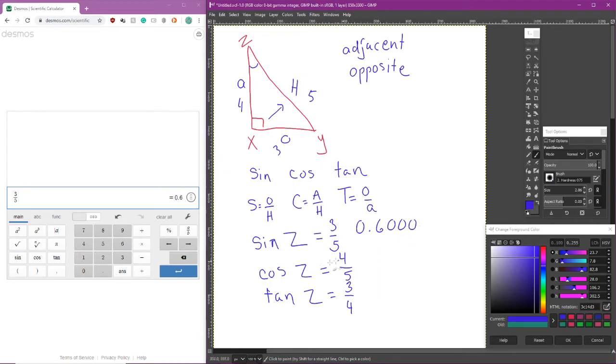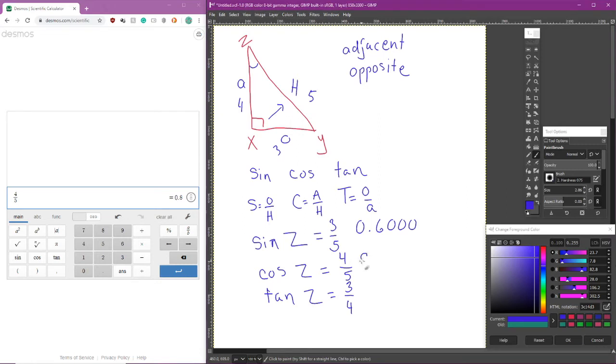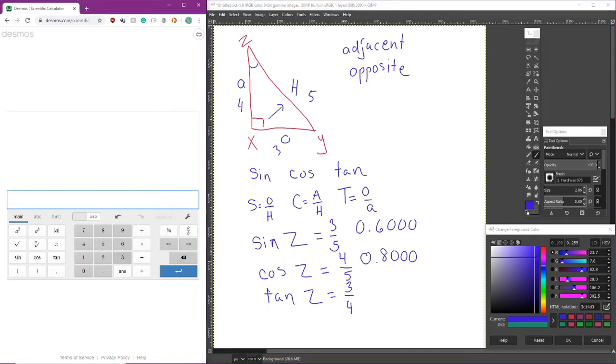Okay, now if we're going to do the cosine of Z, it's 4 divided by 5. So we can come over to our calculator and go 4 divided by 5. And that equals 0.8, but again, we need 4 digits, 1, 2, 3, 4, so we need some zeros there. So 0.8000. Our tangent is 3 over 4, so we'll go 3 divided by 4.